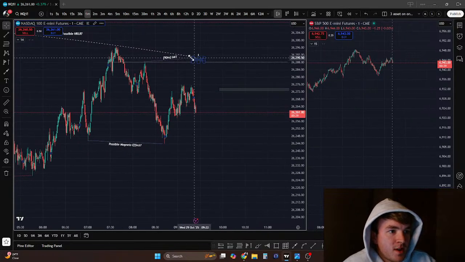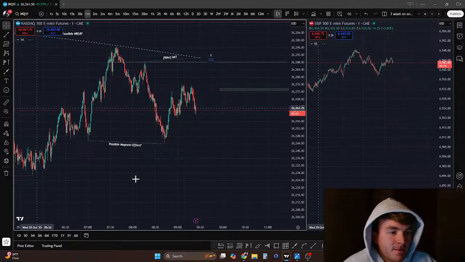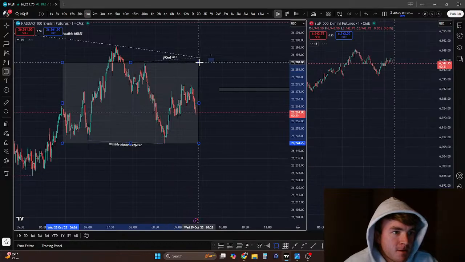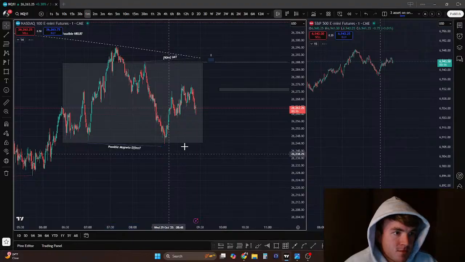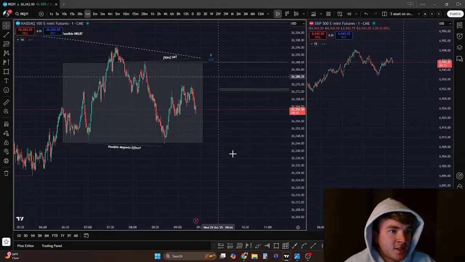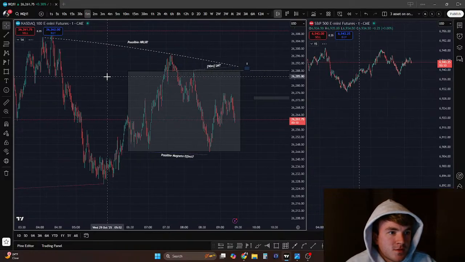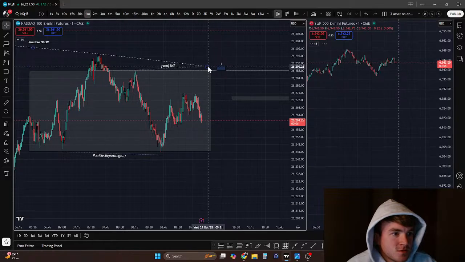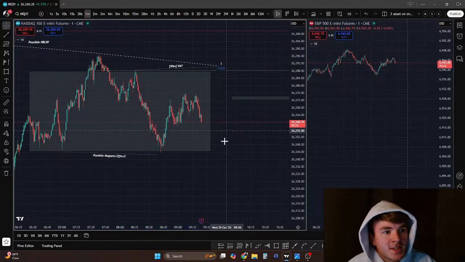And then as well, if you think about it from an AMD standpoint, right? Nice accumulation. Accumulation, manipulation, and then distribution. Yeah, honestly, I want to kind of run with this idea.